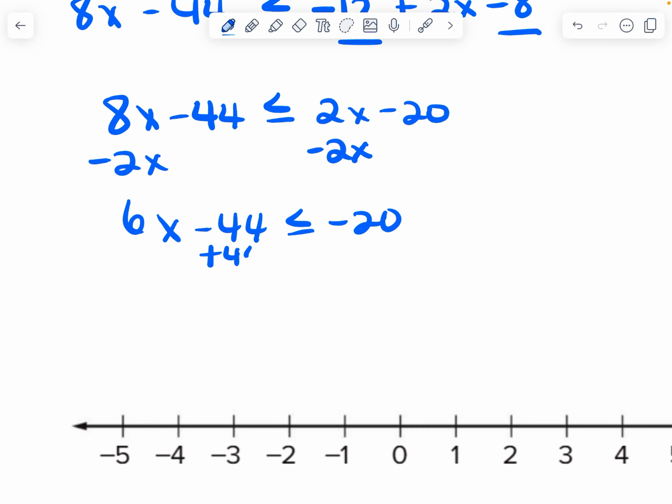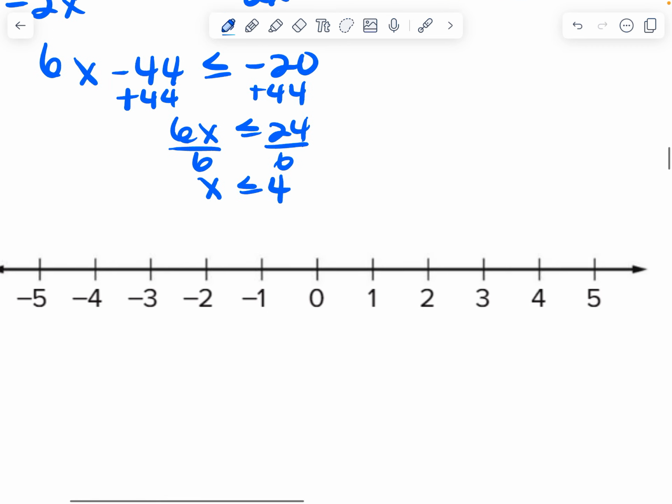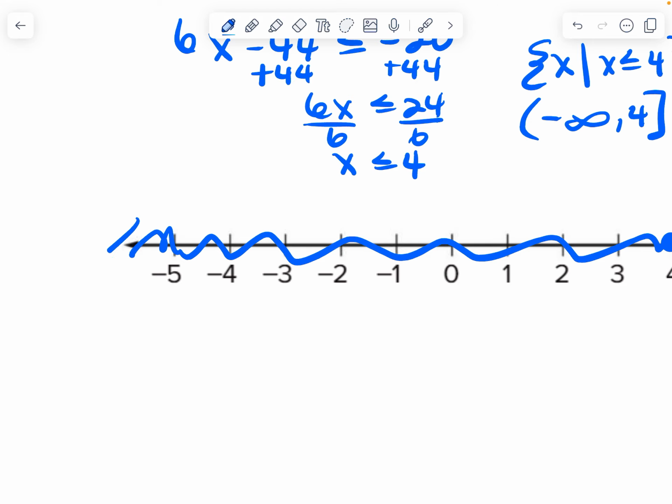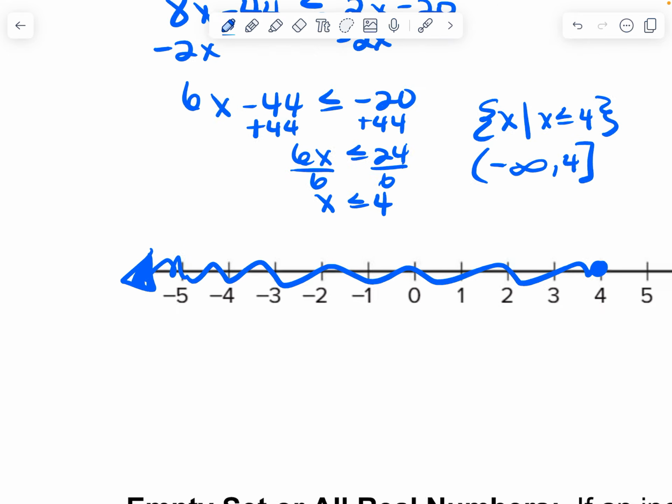Add 44 to both sides. Get 6x is less than or equal to 24. Divide by 6. X is less than or equal to 4. Set builder notation would be x such that x is less than or equal to 4, and interval notation negative infinity to positive 4, and then I graph it. So I go to 4, I have a closed dot, it's all the numbers less than, and voila.